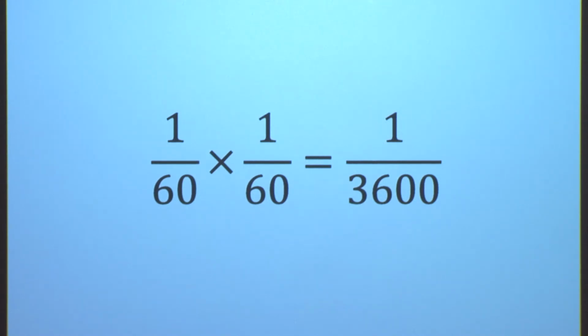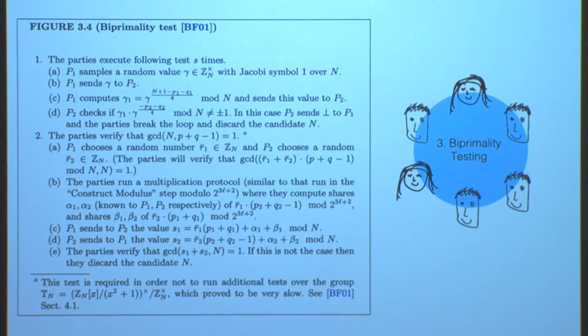Now, the three parts of the Boneh-Franklin framework were sampling numbers, multiplying, and then the biprimality test. We are not going to change much with the biprimality testing, and I'm not going to go much into the details. There are two basic steps.